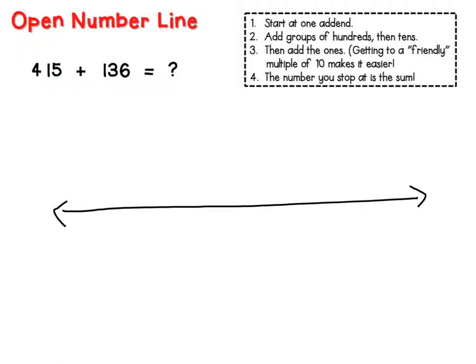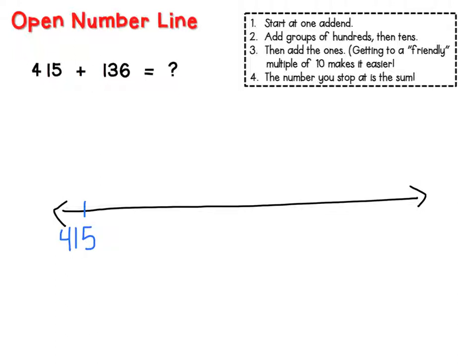All right. I'm solving the equation 415 plus 136, and I'm finding the unknown total. So here are my steps. First, I have to start at one addend. It doesn't really matter which one it is because I'm adding on. So I'm going to start at this high number here, 415. That way I only have to add 136. So I can actually start my number line at my first addend.